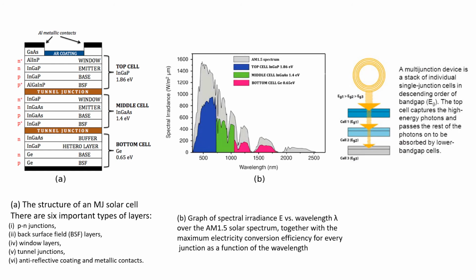The structure of a multi-junction solar cell is as follows. There are 6 important types of layers: PN junction, back surface field layers, window layers, tunnel junctions, anti-reflective coating, and metallic contacts. In the second picture we see the graph of spectral radiance versus wavelength for air mass 1.5 of the solar spectrum, together with the maximum electricity conversion efficiency for every junction as a function of wavelength.